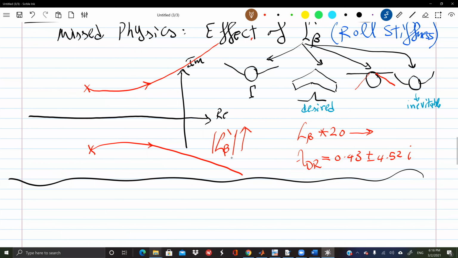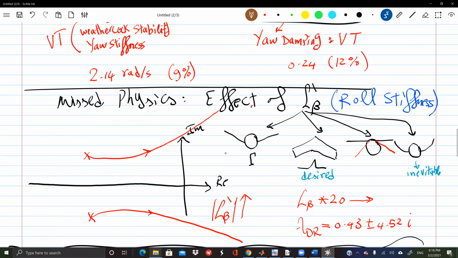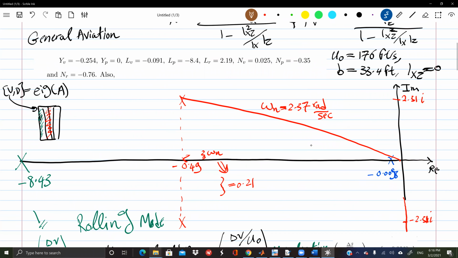Other questions? All right, so we're done with the Dutch roll mode. Let's go to the last mode, and probably the most interesting from flight physics. It's not interesting in the sense that, like I said, it's not very important, even if it's unstable, and indeed it's unstable for some airplanes.